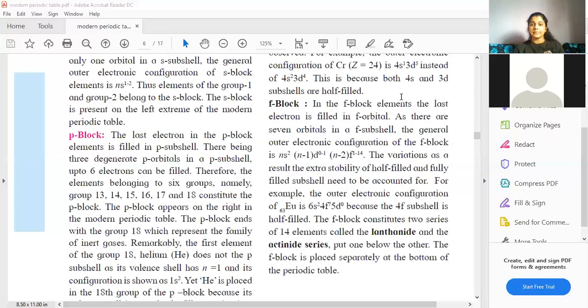All right, okay. So we are back to the modern periodic table now. If I look at the configuration, this configuration kind of makes sense to you all now. First ns2 will be filled, then (n-1)d, and then (n-2)f. See students, this is the general configuration.